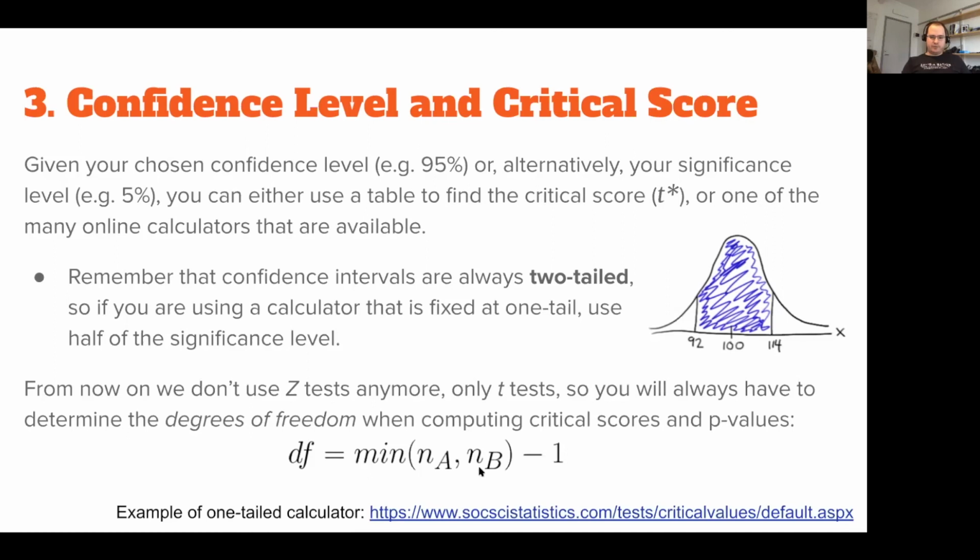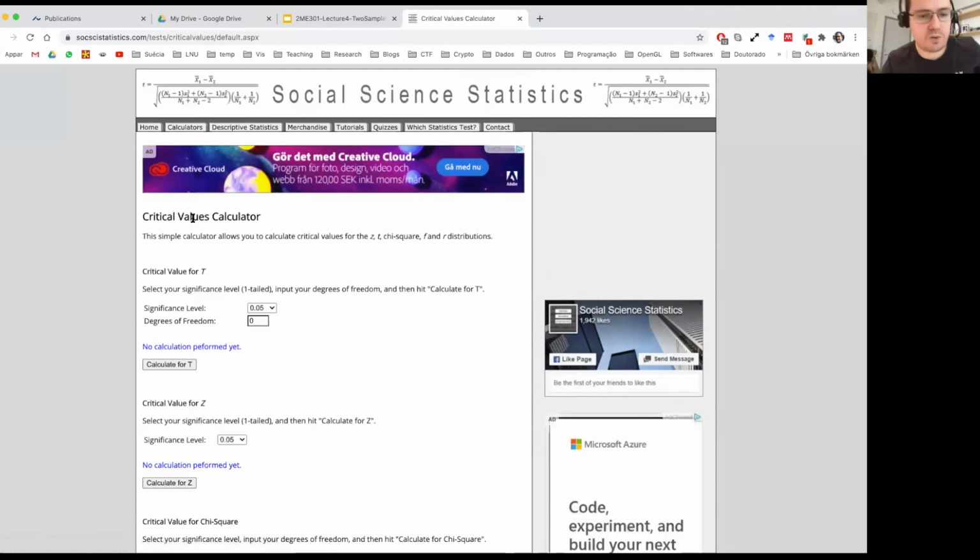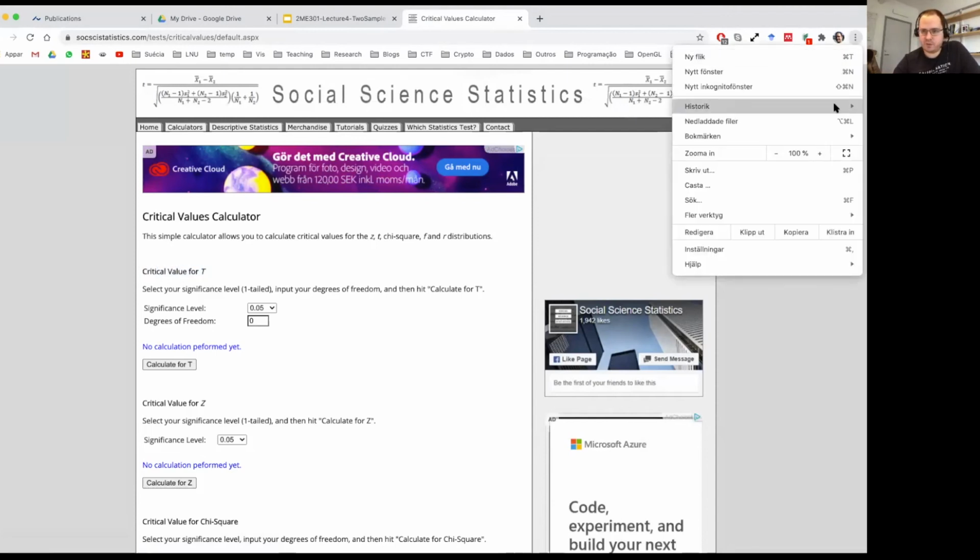And then I have a link here for an example of a one-tailed calculator, which will give you the critical score. So for example, we can take a look at this. It says critical value. Sometimes it's critical value, sometimes it's critical score. I guess most of the time it's critical value. I don't know why I decided to go for critical score; probably I should have done critical value. So, critical value for t, if it's not too small.